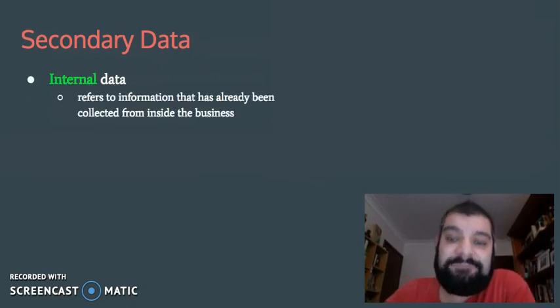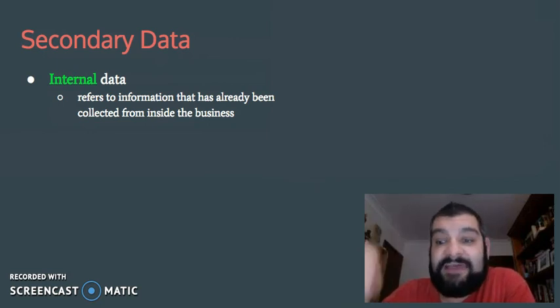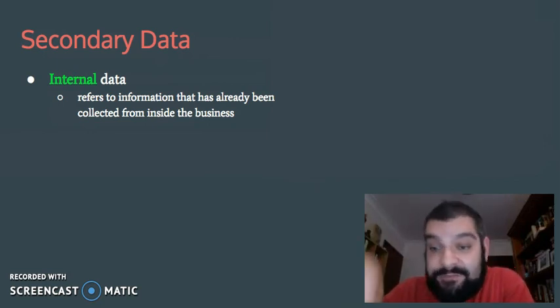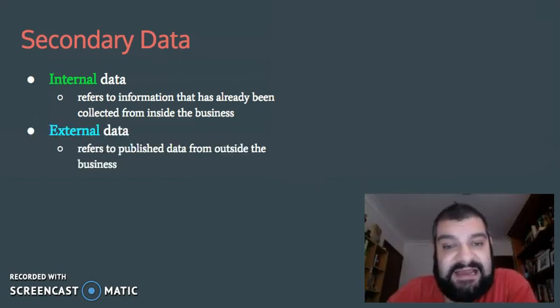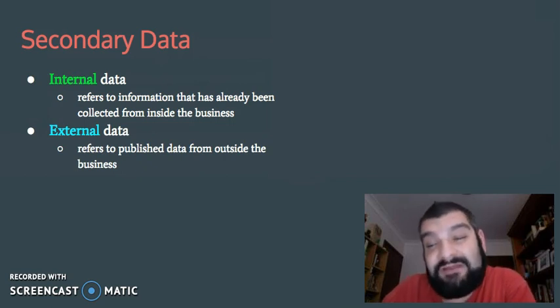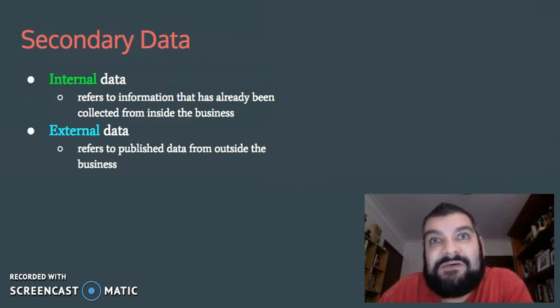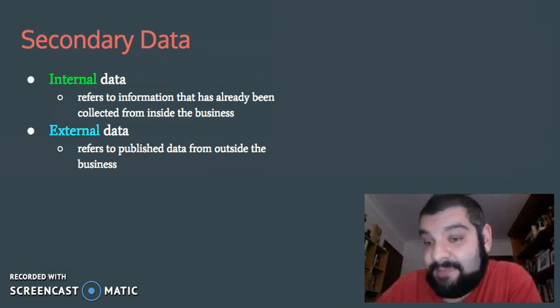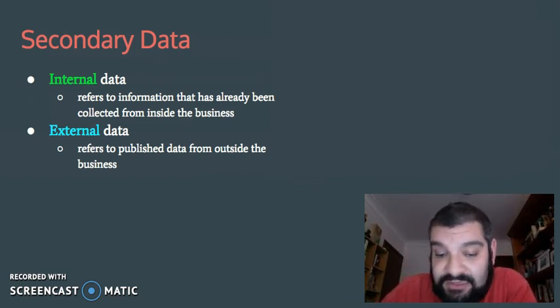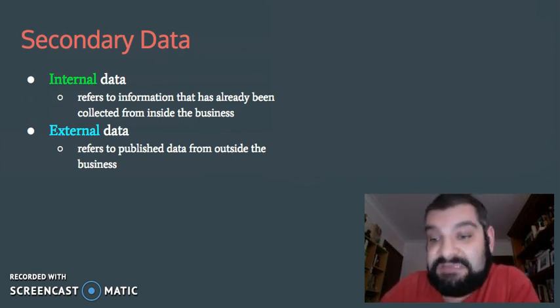We've got internal data. This is information that's already been collected from inside the business. So this could be the level of sales for a month for the business. Or there's also external data as well. This is data that's published outside of the business. So this could be the Australian Bureau of Statistics census data showing where the bulk of males aged between 18 and 35 live, for example, which could then help the business determine a target market. So this has not been collected originally from the business. It hasn't come from inside the business at any stage. It's external to the business.